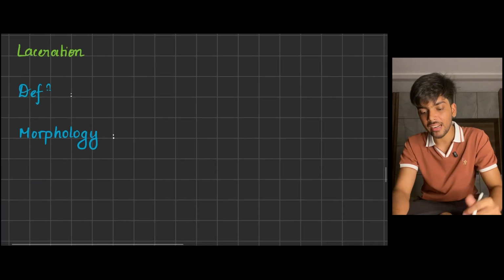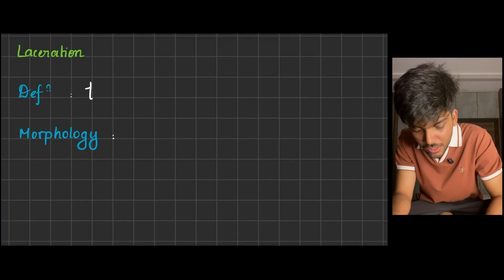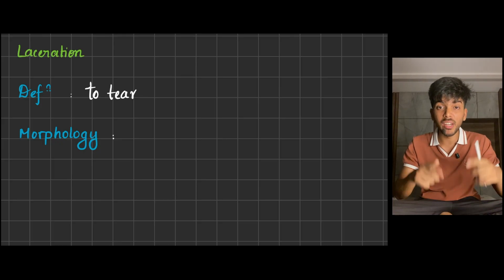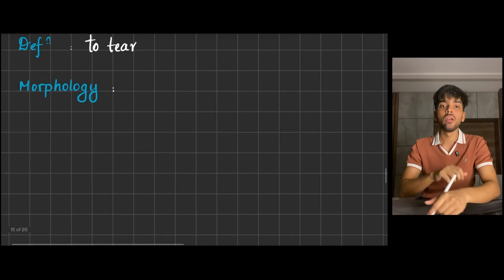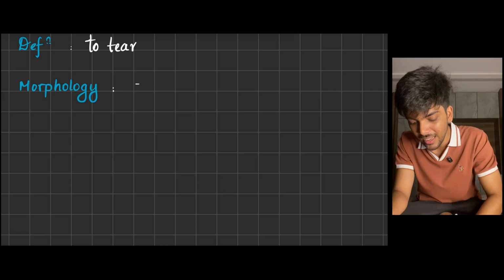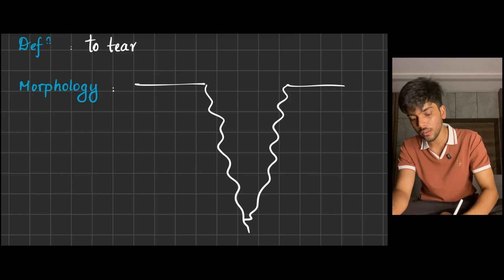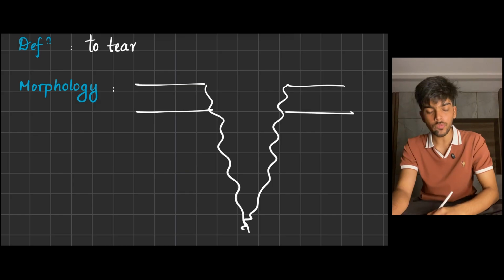Next is laceration. Laceration means to tear. Take a piece of paper and then tear it. What do you get? You get irregular margin. Similarly here as well, when the skin gets torn, you get irregular margin. And there's the epidermis.